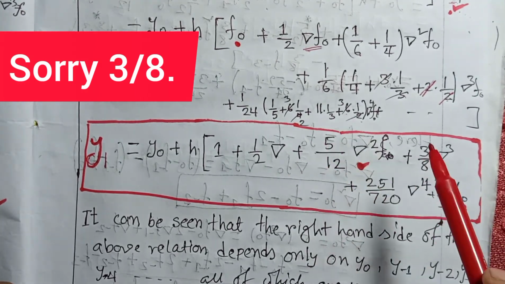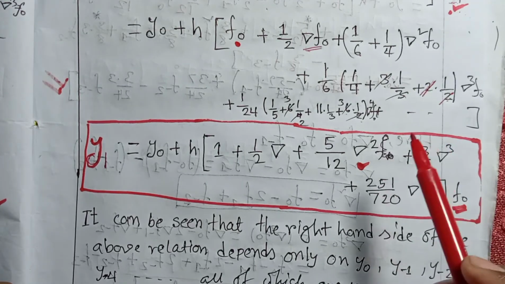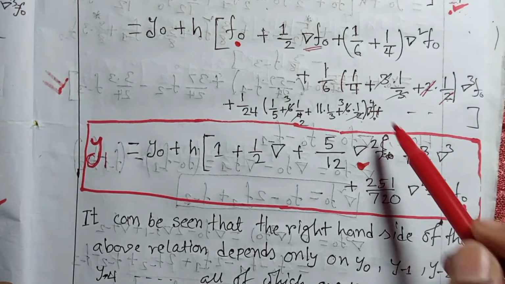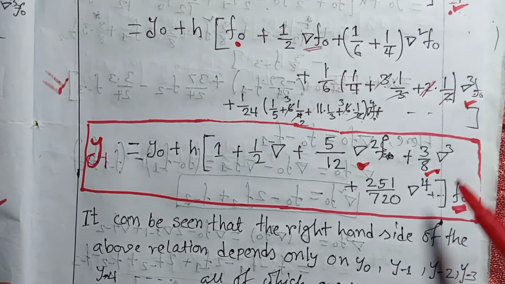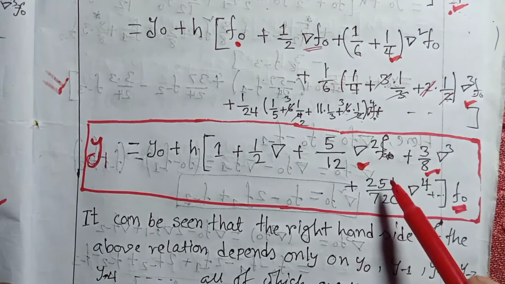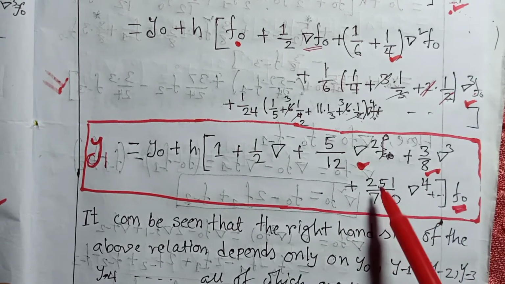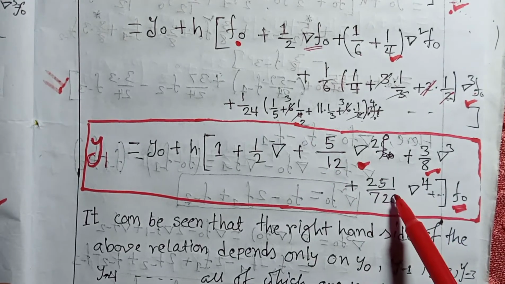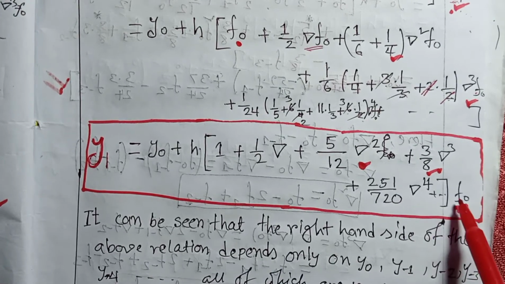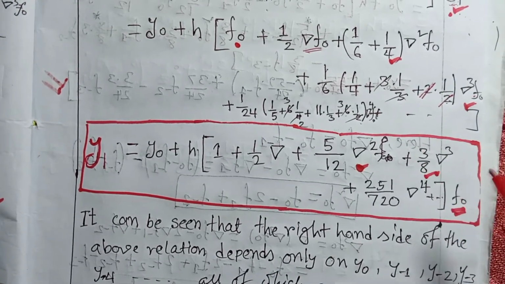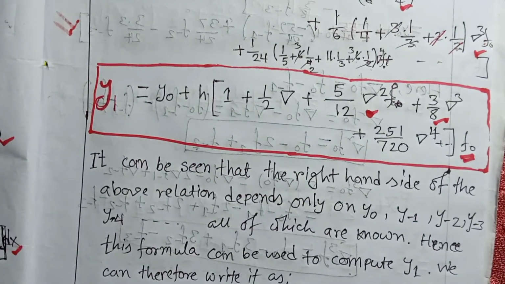And here 3 upon 8 nabla cubed, and 251 upon 720 nabla power 4, plus dot dot dot, f0 as it is. This is y1.